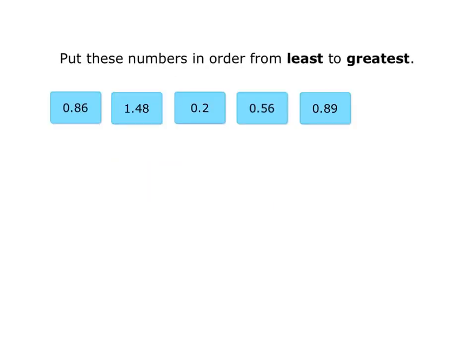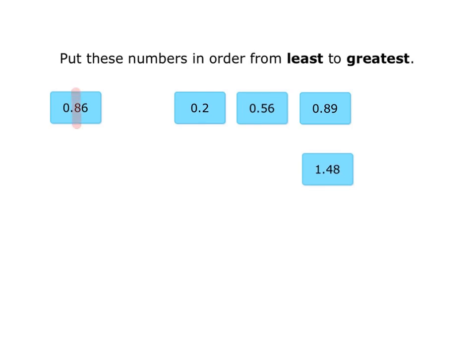Let's move through this example that's asking for least to greatest. When I look through my ones column, I can see that 1.48 is the only number that has a 1 in the ones column. So I know that it's my greatest number. I'm going to move it right now. I have zeros in the rest, so now I have to go through them.